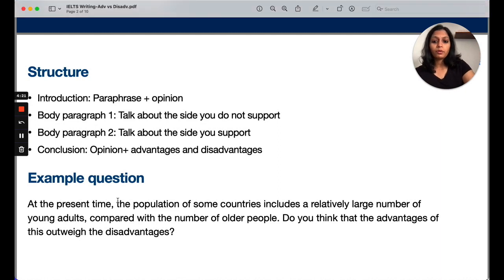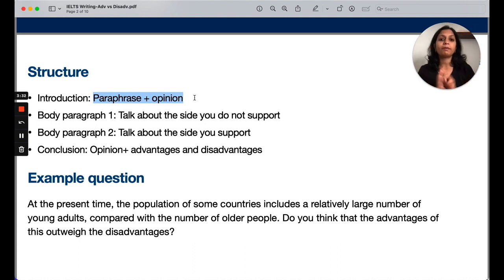At the present time, the population of some countries includes a relatively large number of young adults compared with that of the older people. Do you think the advantages of this outweigh the disadvantages? Now, if you look at this question, it is asking you to write the benefits of having more young adults and compare that with the drawbacks of having more young adults, and tell which outweighs what. Because this involves giving an opinion, you will obviously include your opinion in the introduction, and it goes without saying that you will have to paraphrase the question statement.